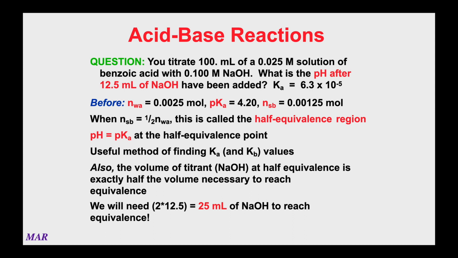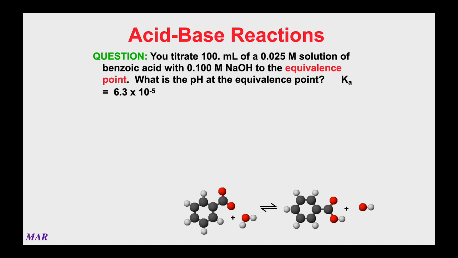Now what usually happens is you know the volume to reach equivalence, and half that number would be half equivalence. But in this problem, it worked out good to go the opposite direction. That's cool. All of these things are fitting together. But if you can find the pH and pKa at that point, it can be really helpful. So let's find now the pH at the equivalence point.